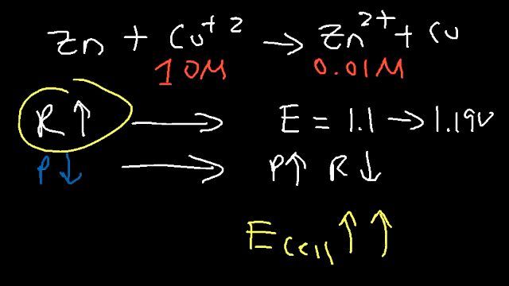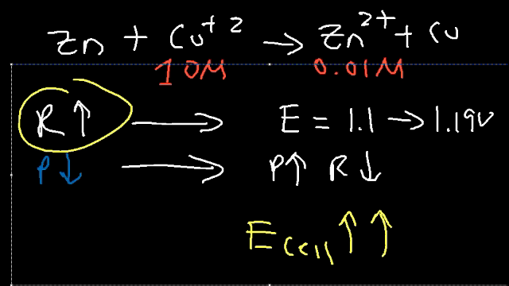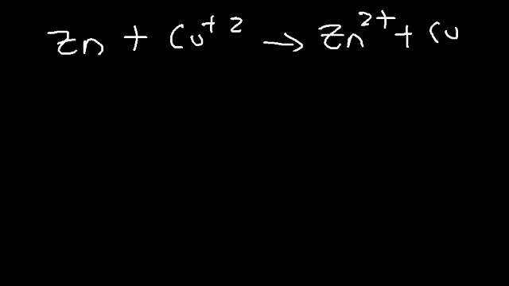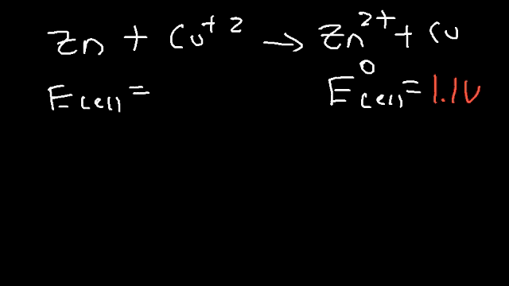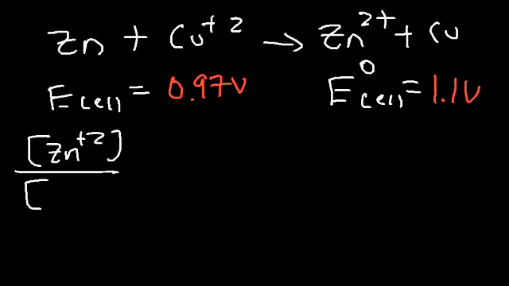So now, let's say we're given the cell potential. We know the standard cell potential is always going to be 1.1 volts, and that's not going to change. But what if the non-standard cell potential of this reaction is 0.97 volts? With that information, how can you find the ratio of the products to the reactants, basically the ratio of the zinc 2 plus cation to the copper 2 plus cation? How can we do that? Basically, this is equal to Q. Q is the ratio of the products divided by the reactants. So we need to find Q.